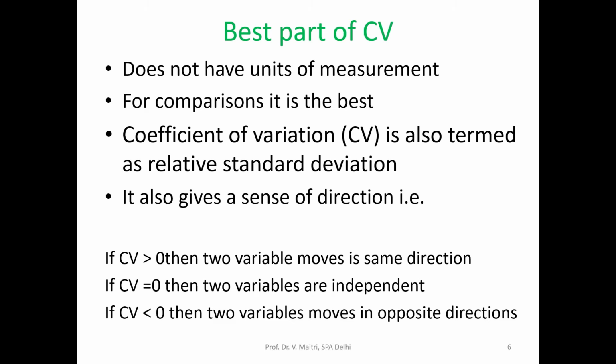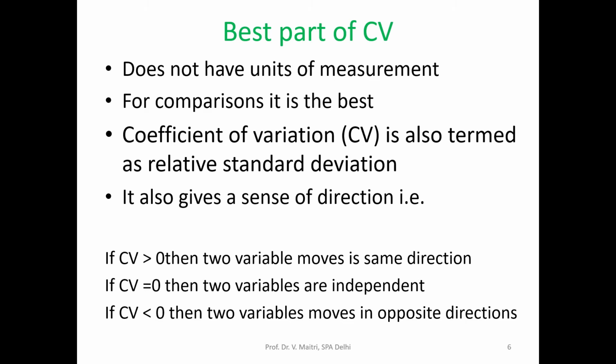It also gives some sense of direction. If the coefficient of variation is greater than 0, then the two variables move in the same direction. If it is equal to 0, then the two variables are independent. If it is less than 0, then the two variables move in opposite directions. So we can immediately come to know the relation between the two variables which are being measured in two different units. That is the basic job of coefficient of variation, with the small portion which we left in our previous discussion.